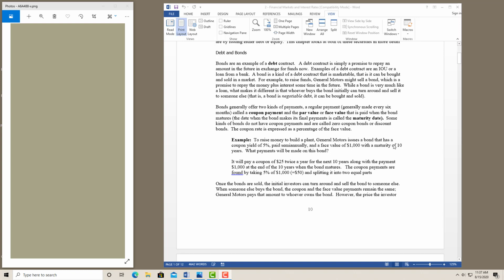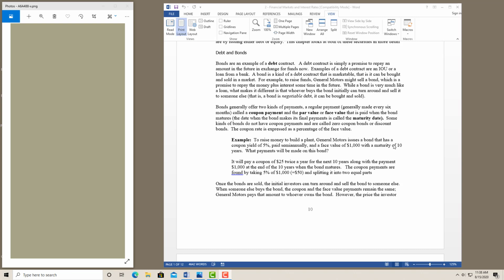So here we have an example. To raise money to build a plant, General Motors issues a bond that has a coupon yield of 5% paid semi-annually and a face value of $1,000 with a maturity of 10 years. So let's see what payments will be made on this bond. It will pay a coupon of $25 twice a year for the next 10 years.